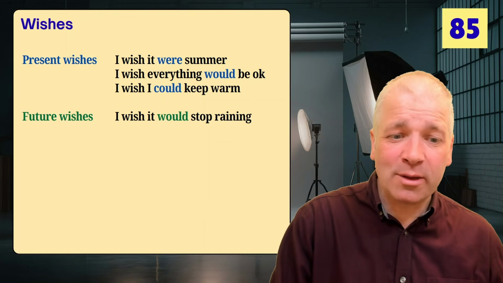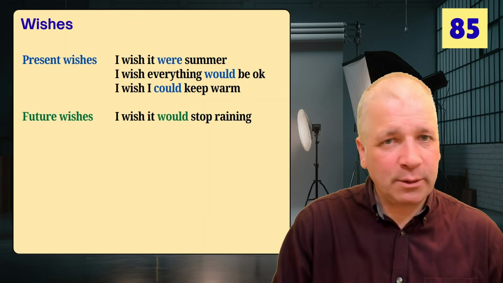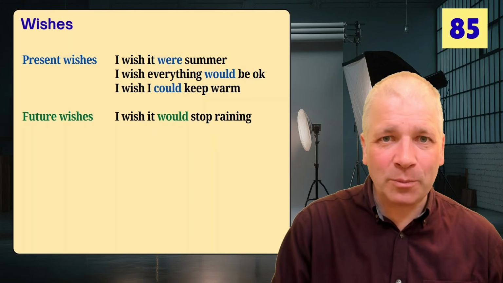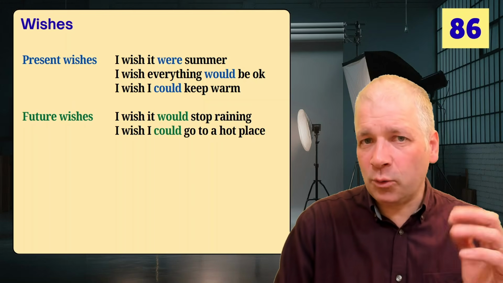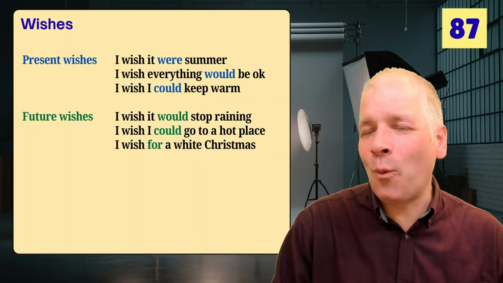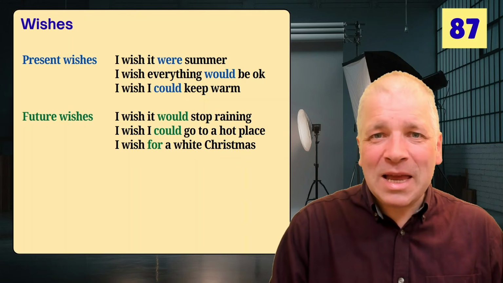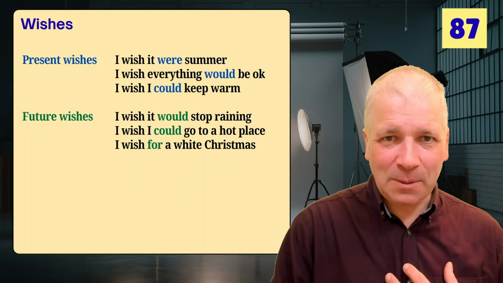With future wishes, we can also use would. I wish it would stop raining. So would has this present and future purpose. I wish I could go to a hot place. So could also refer to the future too. I wish for a white Christmas. For means something coming in the future. I want it to happen to me.